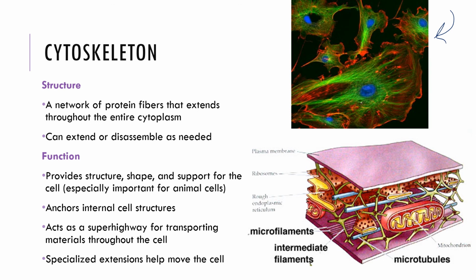The whole job of the cytoskeleton is to provide structure, it gives the cell a shape, it supports the cell, especially when we talk about animal cells where we don't have a nice cell wall to do that. It anchors internal structures, so it keeps certain organelles in a specific place inside the cell. It even acts as a superhighway. Vesicles get carried along these long cytoskeleton chains like a highway pulling them along. And we even have specialized parts of the cytoskeleton that help cells move.